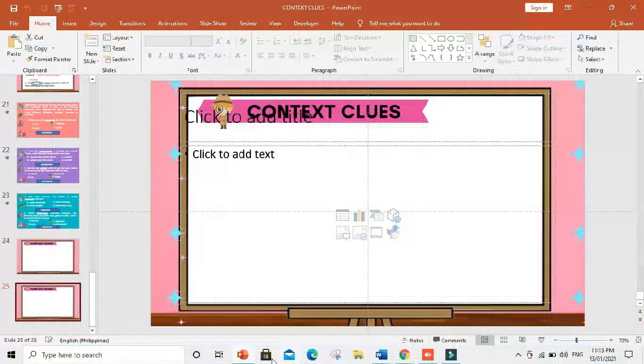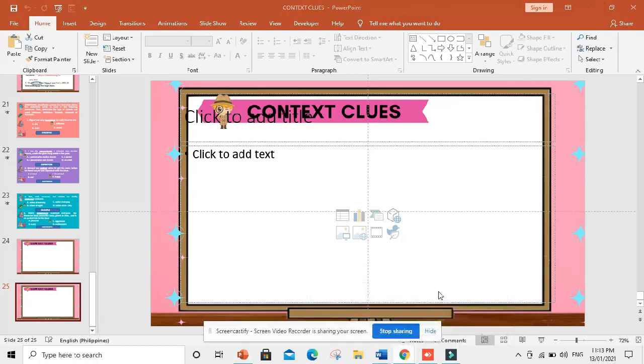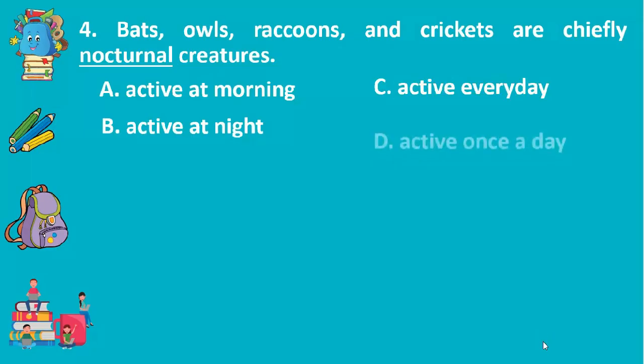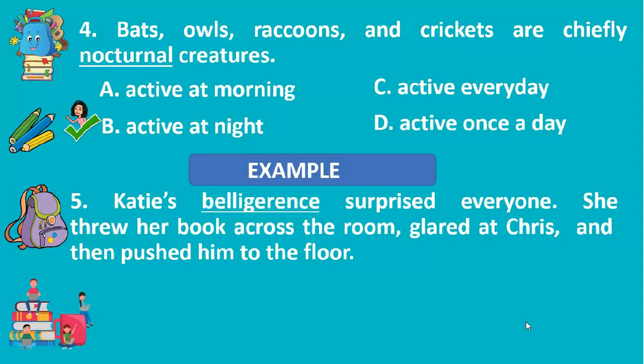Number 4. Bats, owls, raccoons, and crickets are chiefly nocturnal creatures. What is the meaning of nocturnal? A. Active at morning. B. Active at night. C. Active every day. D. Active once a day. Correct. Nocturnal means active at night. What kind of context clue was used? Correct. Example context clue.